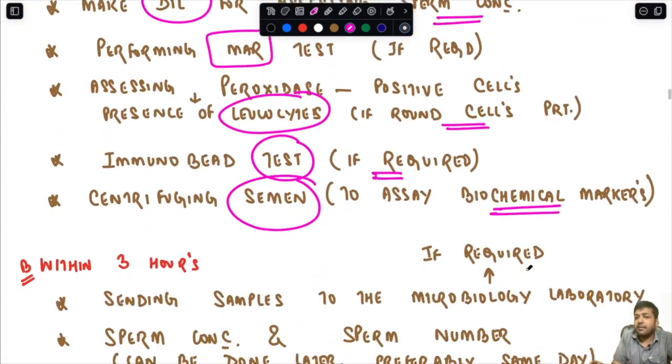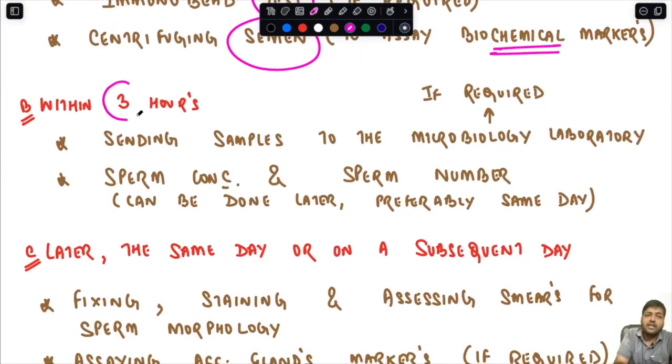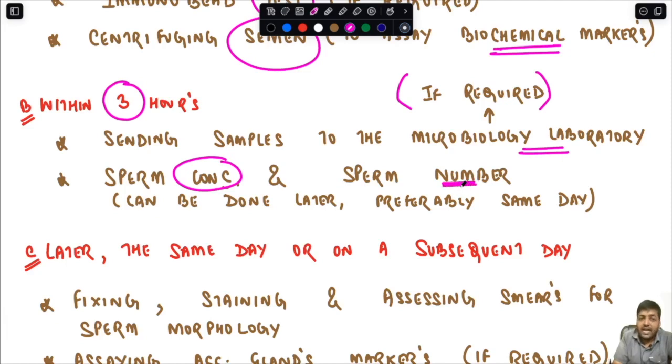Then under the examination procedure there are certain tests which have to be done within 3 hours. So what are those? Sending the samples to the microbiology laboratory, which is not routinely done, only if required. Else, within 3 hours you can also do the sperm concentration and the sperm number. It can be done later, preferably on the same day.